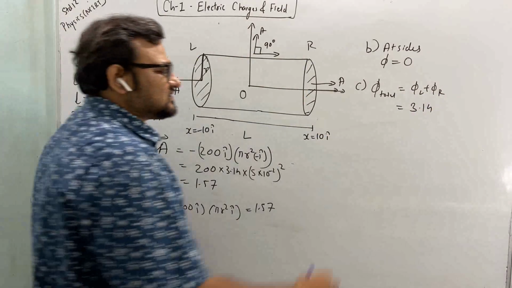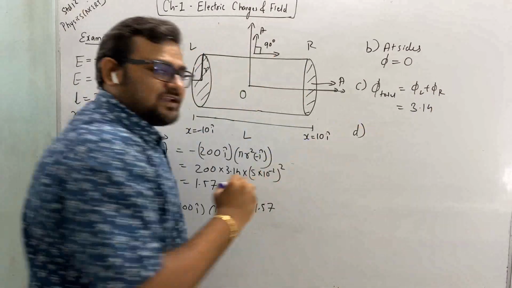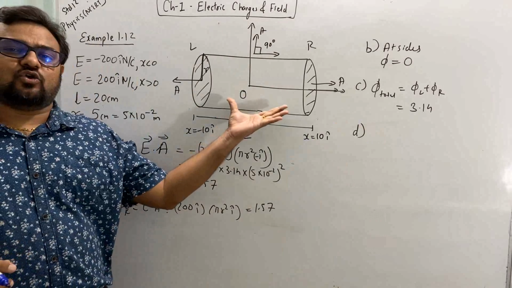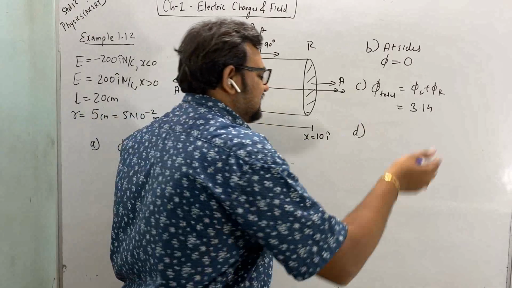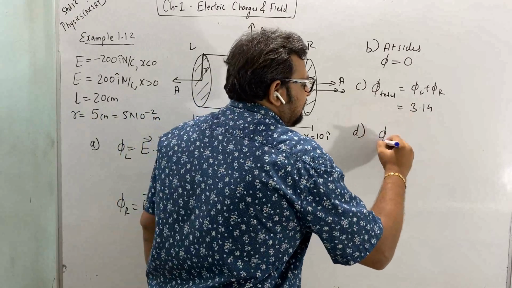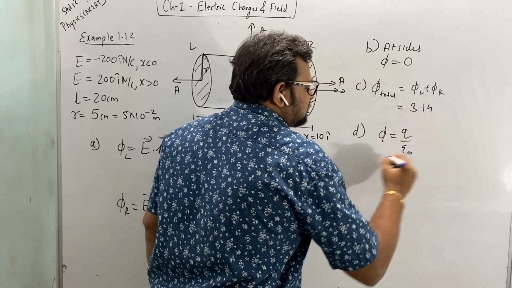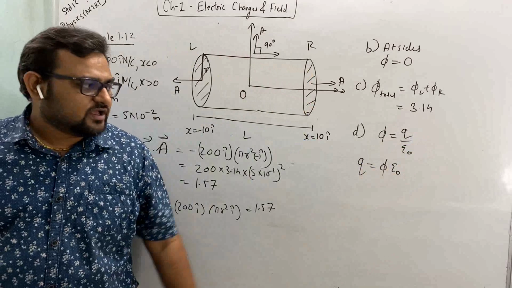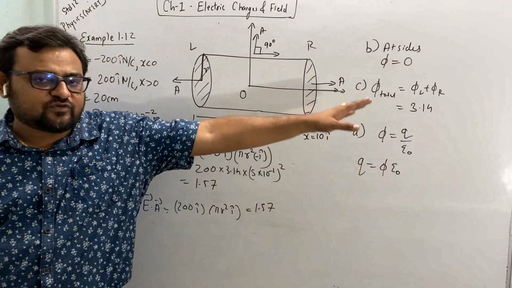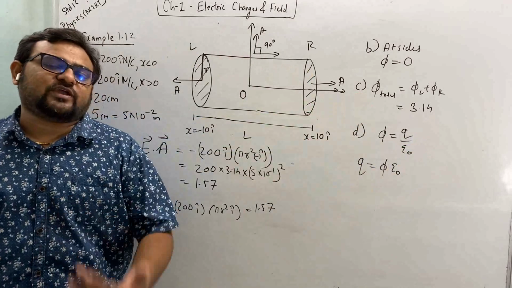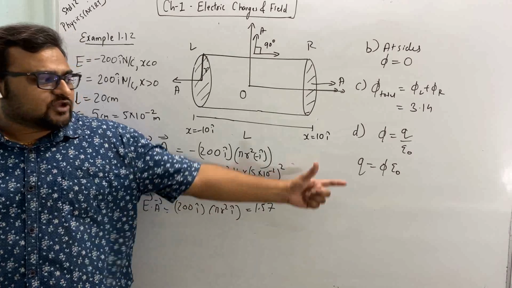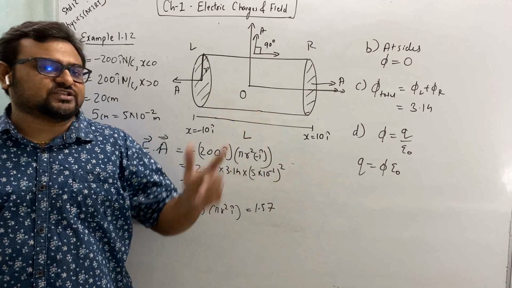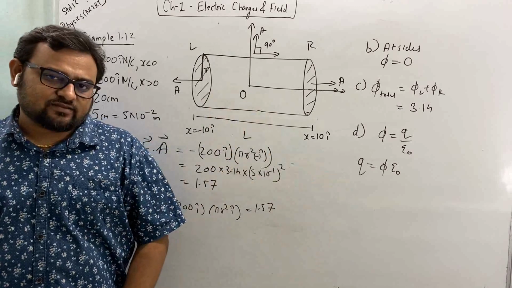And the last one, question D, is the charge enclosed. So we'll use the formula that we used in the previous example. Flux equals Q by epsilon 0, so Q equals flux into epsilon 0. Just put in the value of flux 3.14 and epsilon 0, 8.85 into 10 raised to minus 12, and you will get the total charge enclosed inside this cylinder.